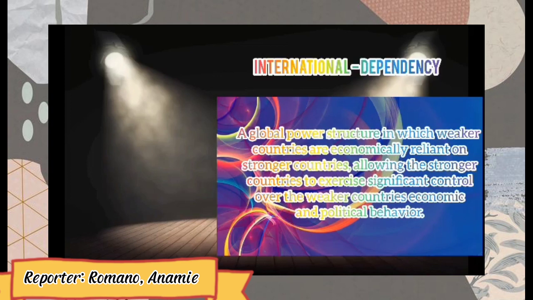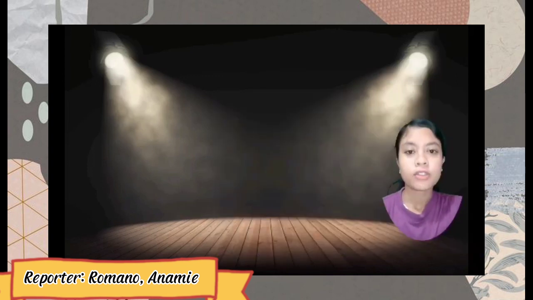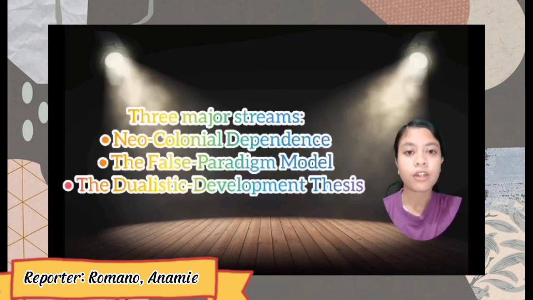International dependency is a global power structure in which weaker countries are economically reliant on stronger countries, allowing stronger countries to exercise significant control over the weaker countries' economic and political behavior. So let's tackle the three major streams of thought that can be sorted out under the international dependence revolution. We have first the neo-colonial dependence, the false paradigm model, and the dualistic development thesis.